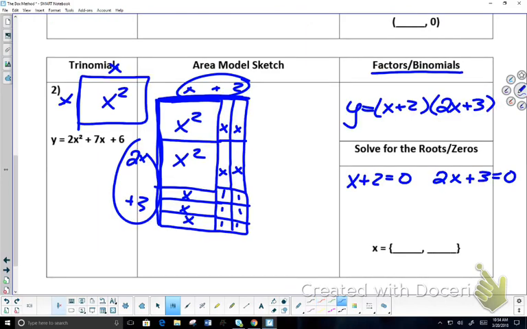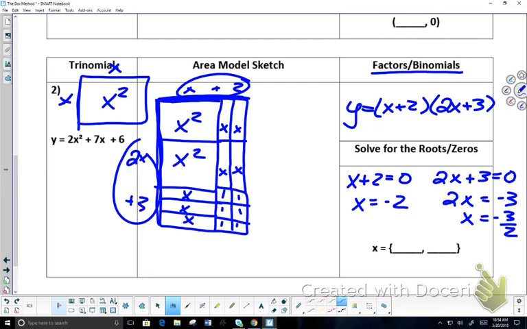Oh, you said the first one was subtract 2. Okay, so I end up with x equals -2, and then subtract 3 and then divide by 2. Subtract 3, divide by 2. So we ended up with -2 and -3/2.